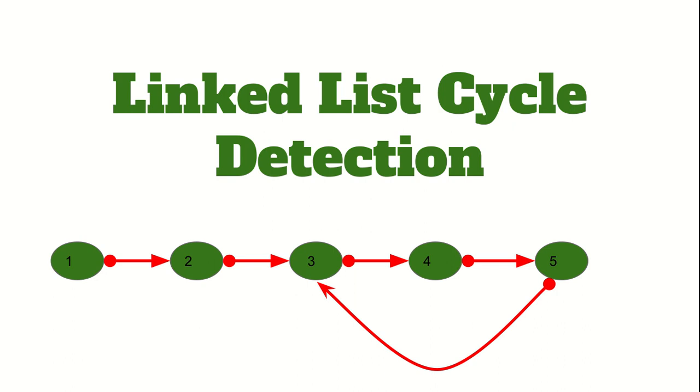So in this video I'll be talking about detecting a loop in a linked list. If there is a loop in a linked list, the last node of the linked list will be pointing to some node in this linked list. So like this. Given a linked list like this, you need to tell whether there is a loop or not.